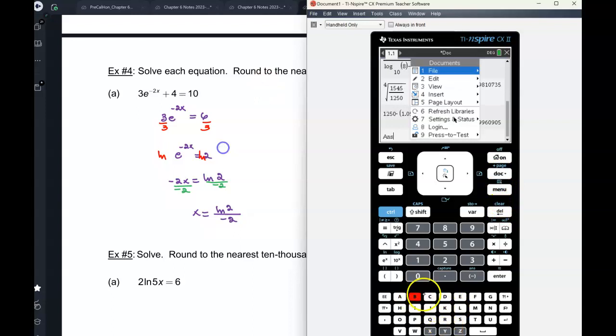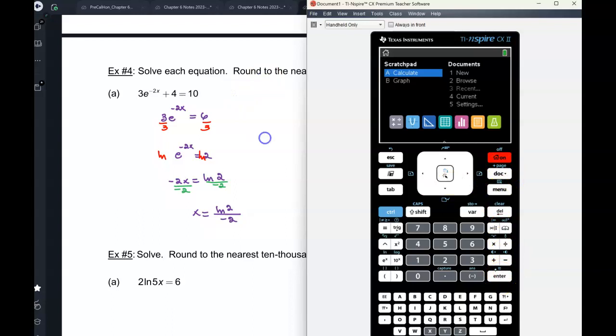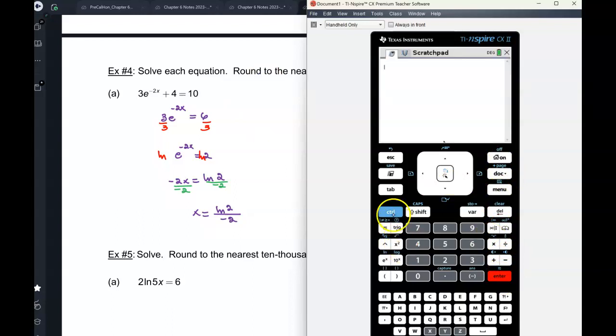Okay, so ln, you have to do control, and it's the e to the x button here, right next to the logarithm button, right there. You see that? Control, and this red one here, okay? Because you see that? 10 to the x and logarithm are inverses. E to the x and ln are inverses.